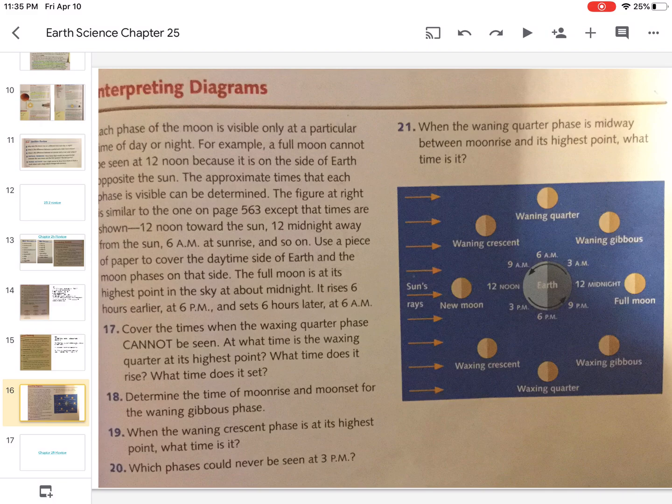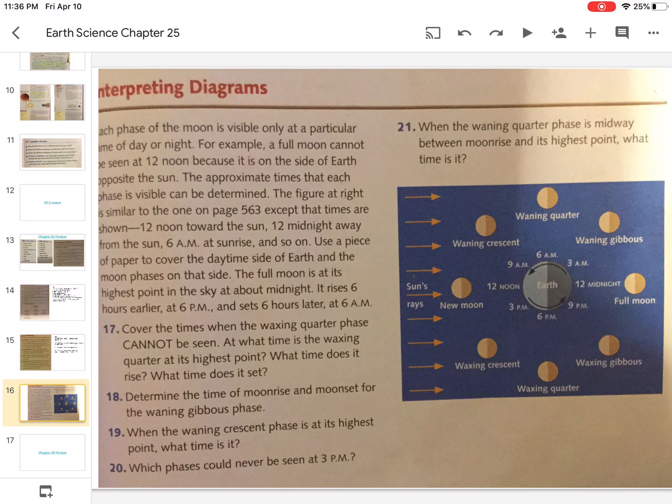Okay? All right. 19. When the waning crescent phase is at its highest point, what time is it? Okay, so let's find that waning crescent phase. All right, I don't see it. Okay, now I do. So it's straight up to your left, waning crescent. So I think it's just the time, 9 a.m. I'm pointing to, I think.